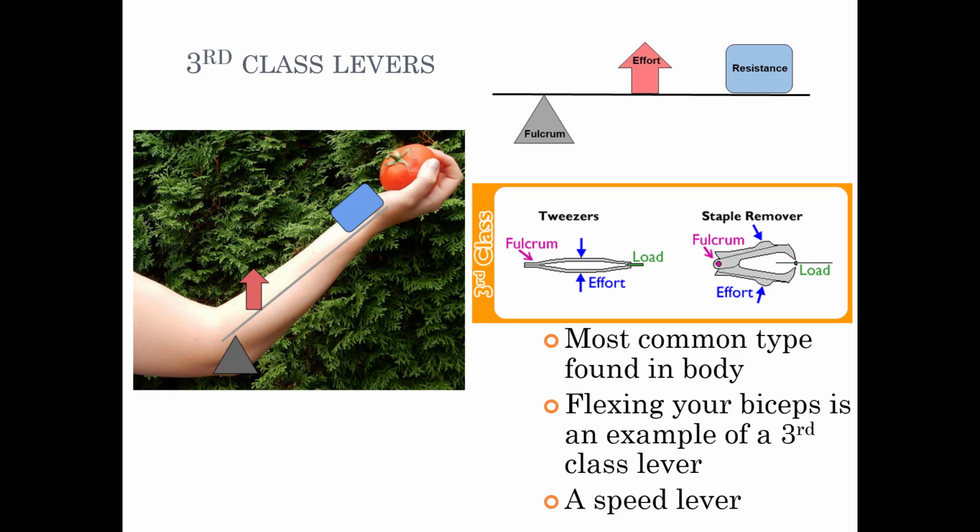Okay, this is a very inefficient lever in terms of transformation of energy. However, this lever can move more quickly than a second-class lever, so it's called a speed lever. It can move a lot more quickly, but it does take more energy. You have to put more energy in to move the same mass of substance as you would if you were just not using a lever at all.